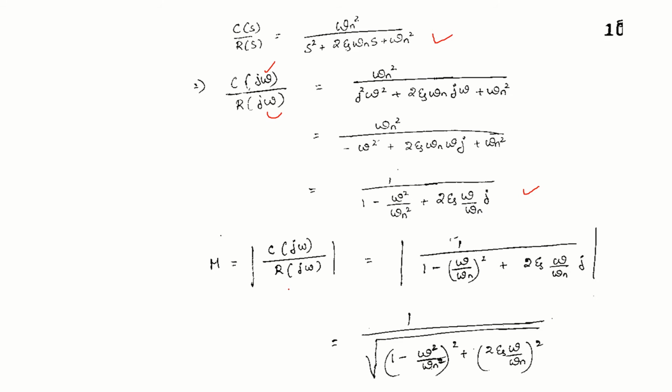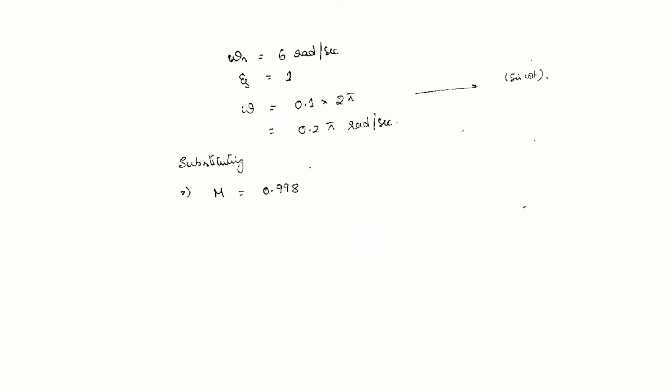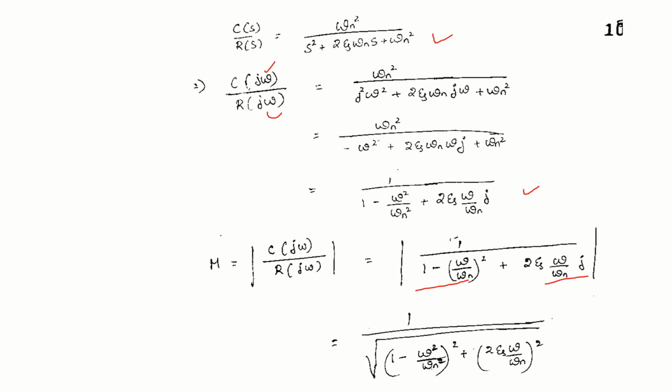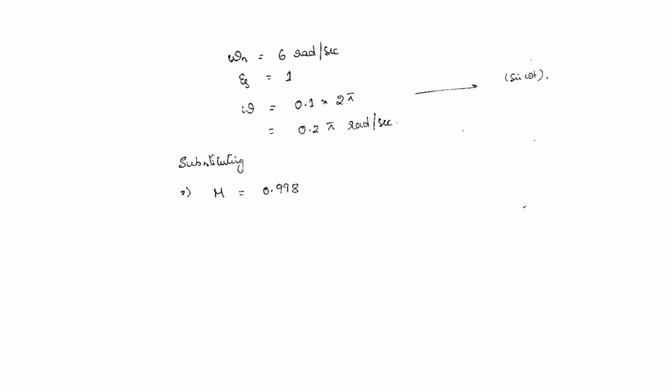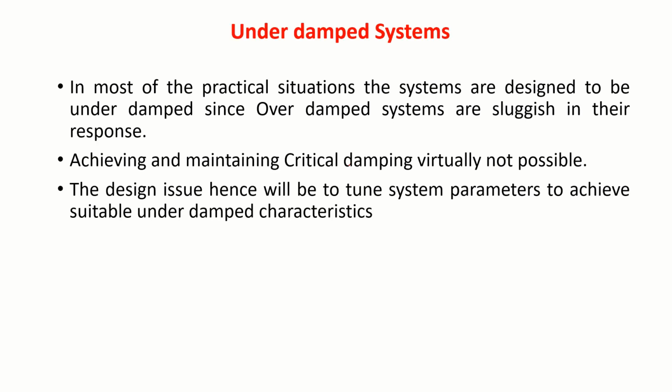Then I have found out the magnitude. So magnitude of this is the real part, this is the imaginary part. It should become square root of square of real part and square of imaginary part. So omega n is 6 radians per second, zeta equal to 1, omega is this thing. Substituting, you will get M is equal to 0.998. Now you know how to find the parameters using those equations.